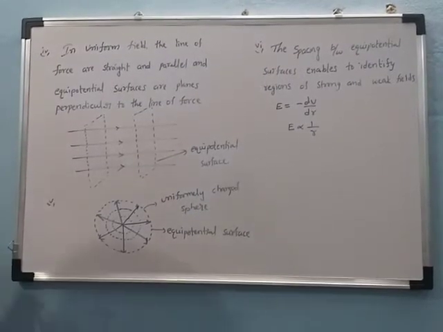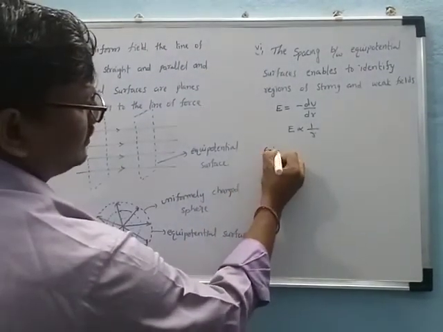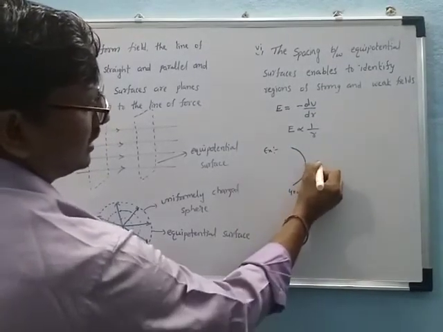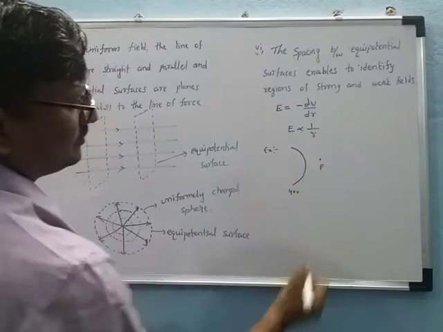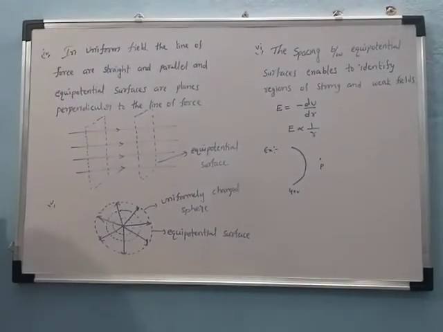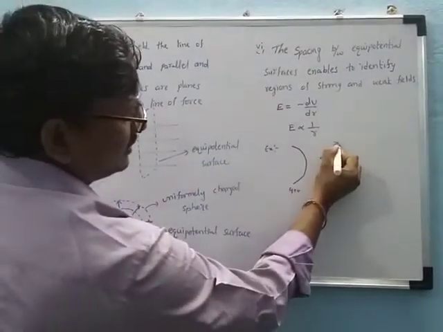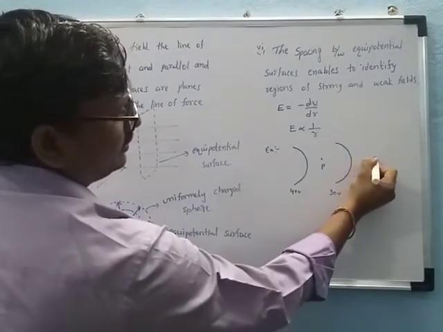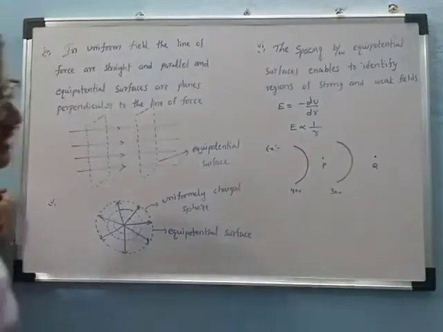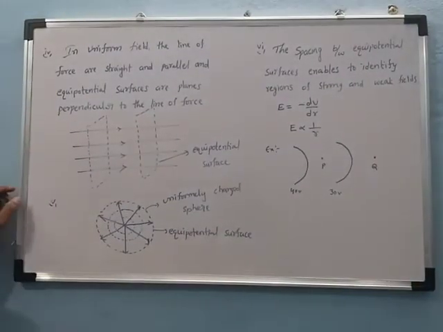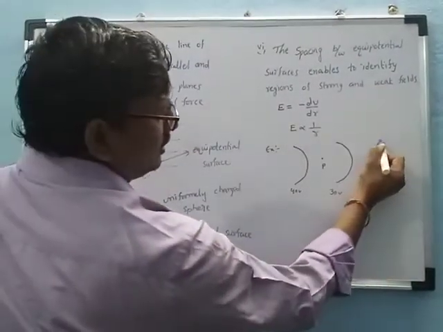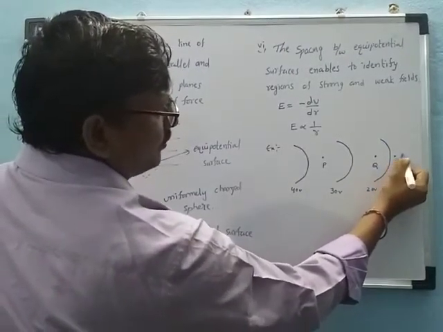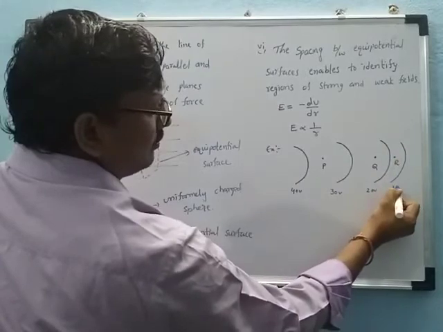Now let us consider an example. This is one equipotential surface at 40 volts, with the point P. Next, another equipotential surface at 30 volts, with the point Q. And next, 20 volts, and here is the point R, at 10 volts.